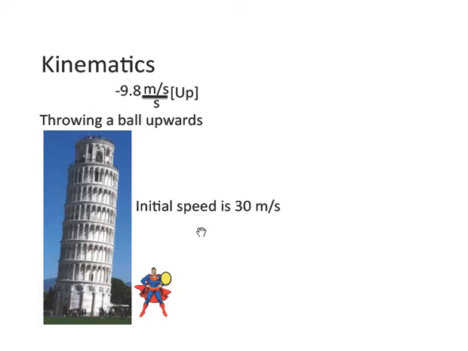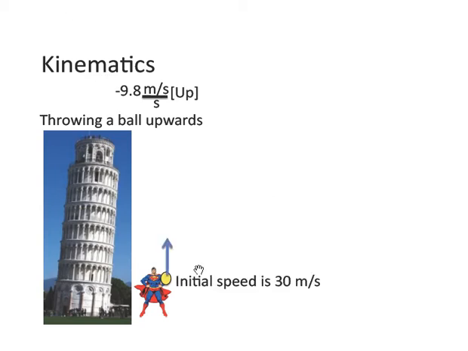So I just picked a random number. Let's say that we throw the ball upwards with a speed of 30 meters per second. And we're going to throw it straight up. And now we're going to ask the same question as we did before. 1 second later, what would the speed be? Again, if you go back to the previous video and recall what the negative means, this means that every 1 second, the object's speed will decrease by 9.8 meters per second.